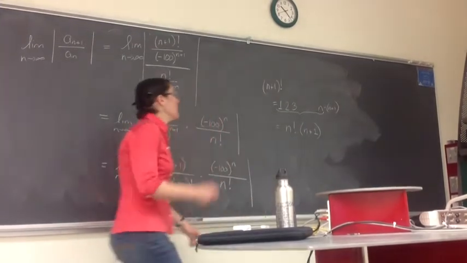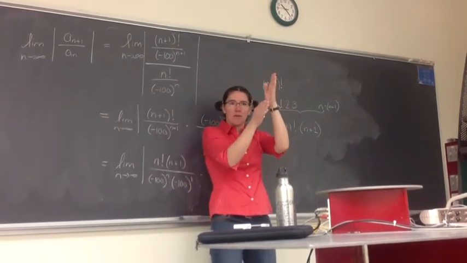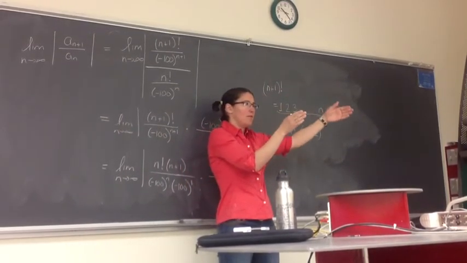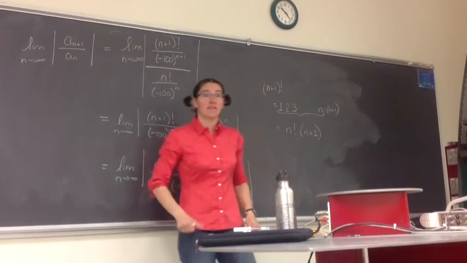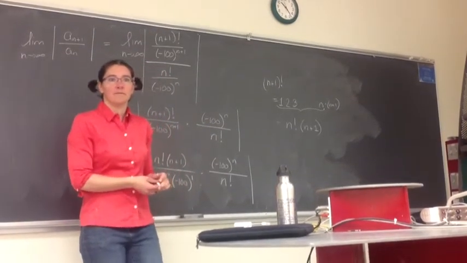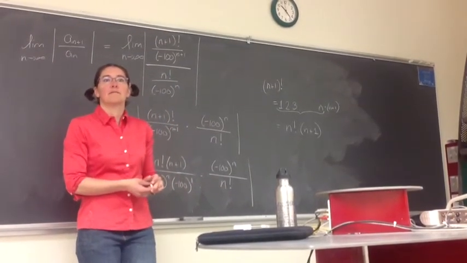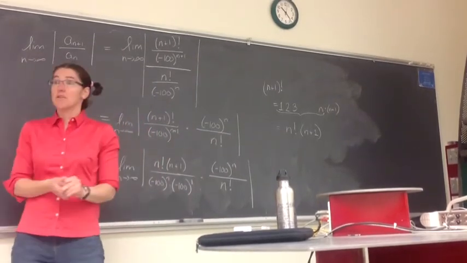Okay. So when we rewrite n plus 1 factorial, I'm going to multiply 1, 2, 3, 4, all the way to n, and then times n plus 1. So if you had an n plus 3, it would be n plus 3, n plus 2, n plus 1, and then all those. Yes, that is correct. Good. Other question?